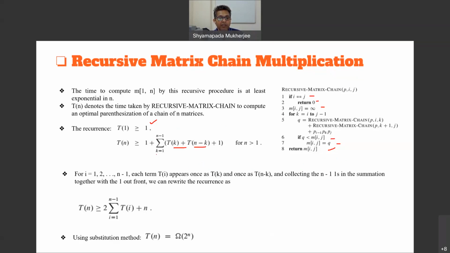So the total cost of finding the matrix chain problem solution will be taken over every possible value of k from 1 to n minus 1, because we don't know which k value will give the optimal solution. That's why we need to explore all possible paths of the recursion tree.